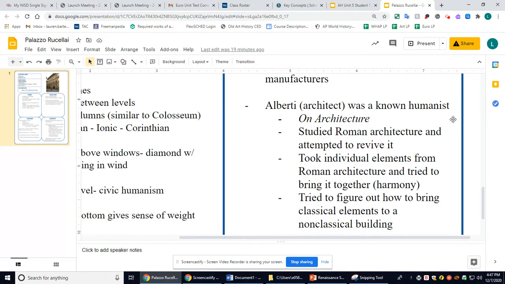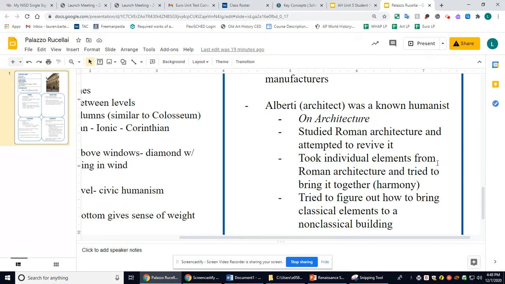Alberti was really known as a scholar of architecture. In addition to designing things, he studied Roman architecture and attempted to revive it. He read writings from Roman architects, like he really immersed himself in it. He himself wrote a very famous book called On Architecture, which was a model for other Renaissance architects and later architects about the important principles that he discovered in his study of classical architecture.